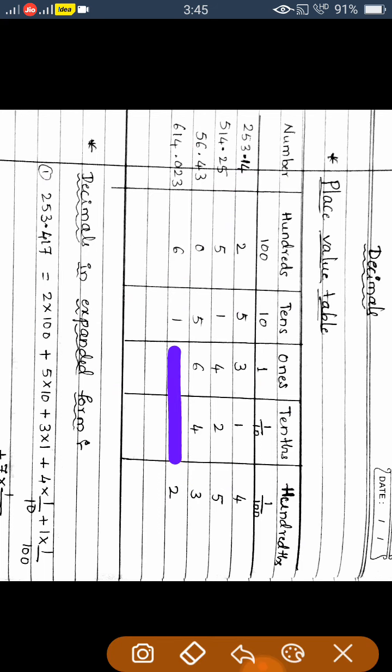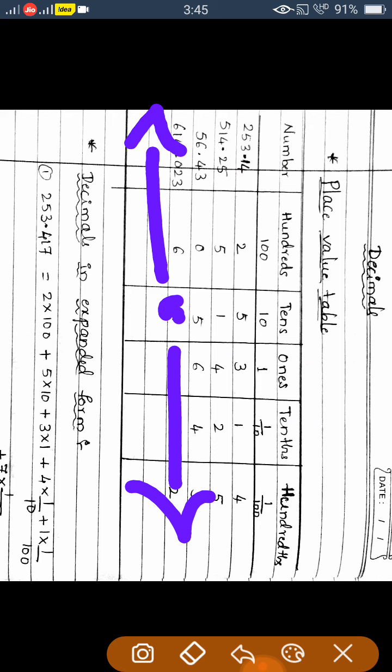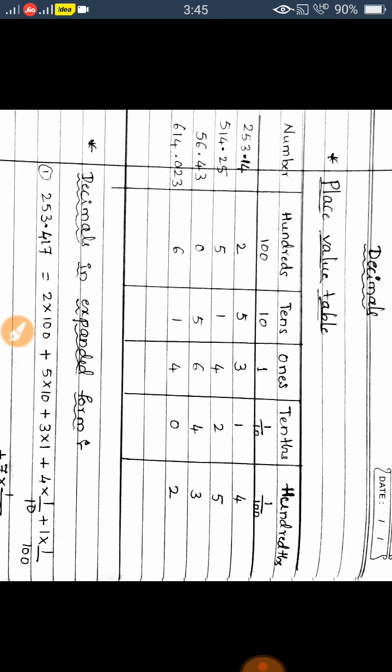Just write the th's like this, whatever number you have written. After the decimal, counting starts from here, and before the decimal the count starts like this: ones, tens, hundreds, thousands and all. Here after the decimal there is no ones, directly tenths, hundredths, thousandths, like this. This you have all studied already.